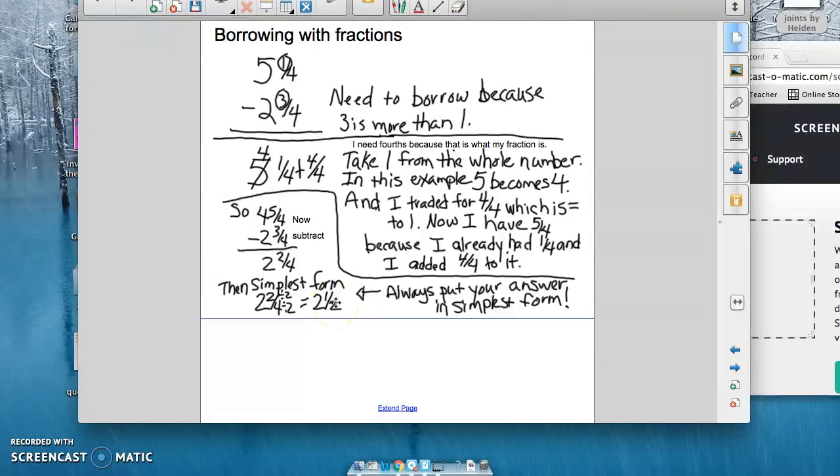So to recap, the rules are when you have to borrow from the whole number and get whatever you need for the bottom. If it's fifths on the bottom, you need 5/5. If it's eighths on the bottom, you need 8/8. But remember to add it to what you already have, and then go ahead and do the subtracting and put it in simplest form.